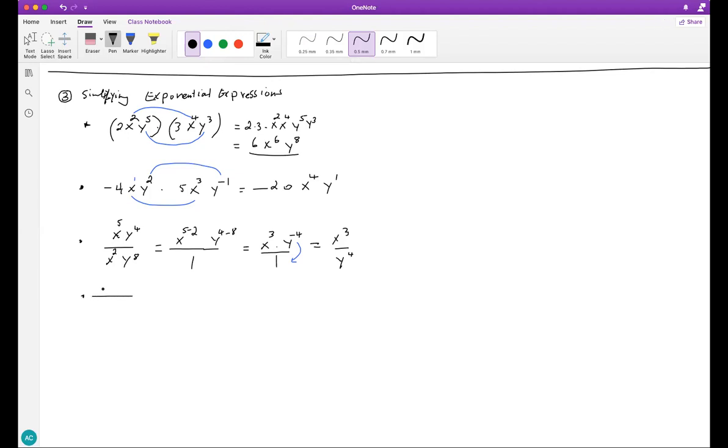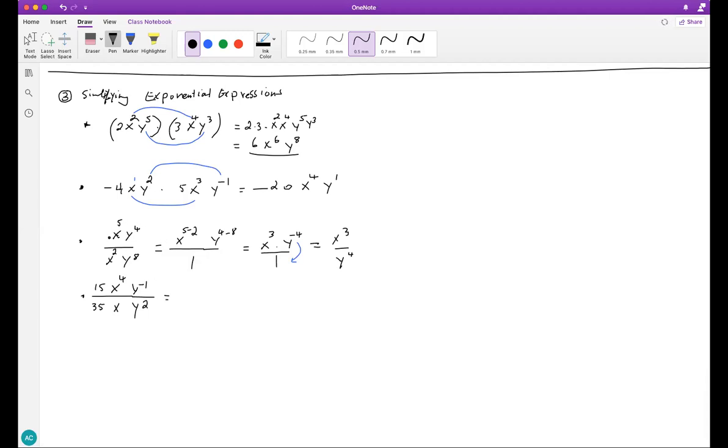Let's do another one. Sometimes you may have fractions here in addition to the variables. So you could have this and maybe some other variable. Let's say, for example, x here. Say 4. And maybe y negative 1 over y 2.